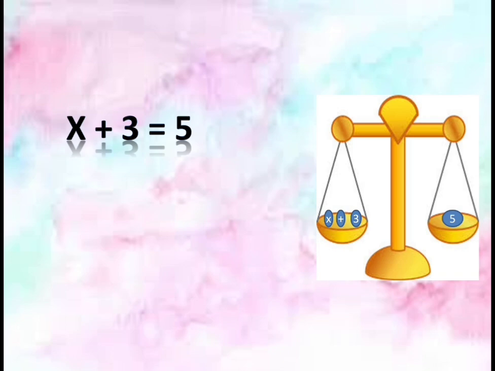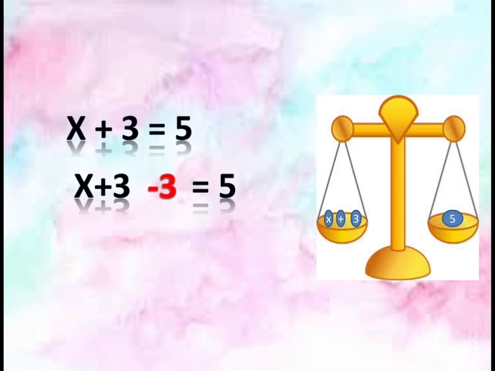How can I know the value of x? I want to get x alone, without the plus 3, to get the value of x. So x plus 3 equals 5. How can I get rid of positive 3? To get rid of plus 3, I just put minus 3. Minus 3 cancels positive 3, right?